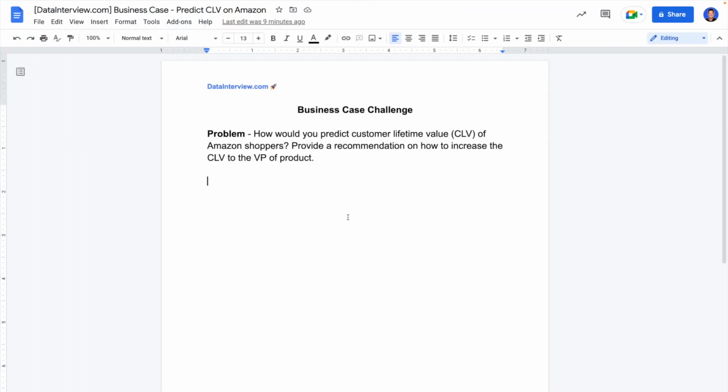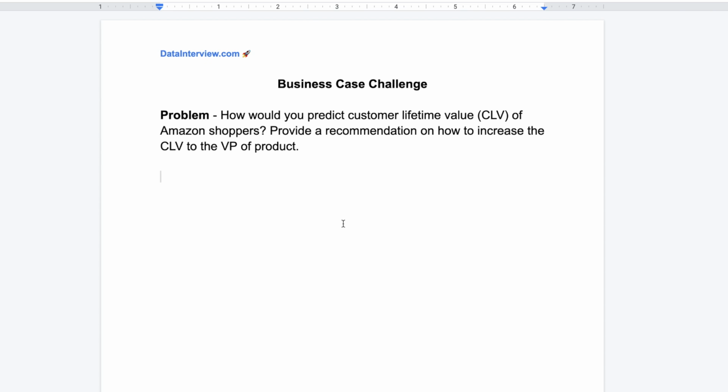Alright, so I know that this is a 2-step problem. The first thing I need to have is a model that's going to predict the customer lifetime value of Amazon shoppers. And then I would most likely need to use this model to provide a recommendation that can help increase the customer lifetime value and think about how I'm going to package this information to the VP of product. So the first thing I want to do, even before I come up with what could be the technical solution, is to clarify the problem.